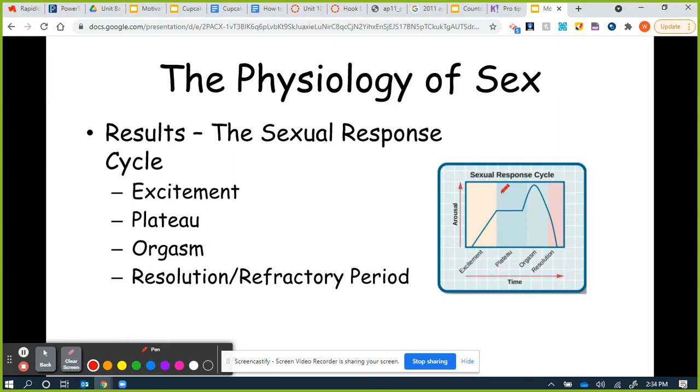Orgasm is pretty self-explanatory. And then after that, especially with males, females don't really have this, there is what is called the resolution or the refractory period, which is a period after orgasm that a male cannot have another orgasm for a period of time. It can be minutes, it can be hours, it can be days.